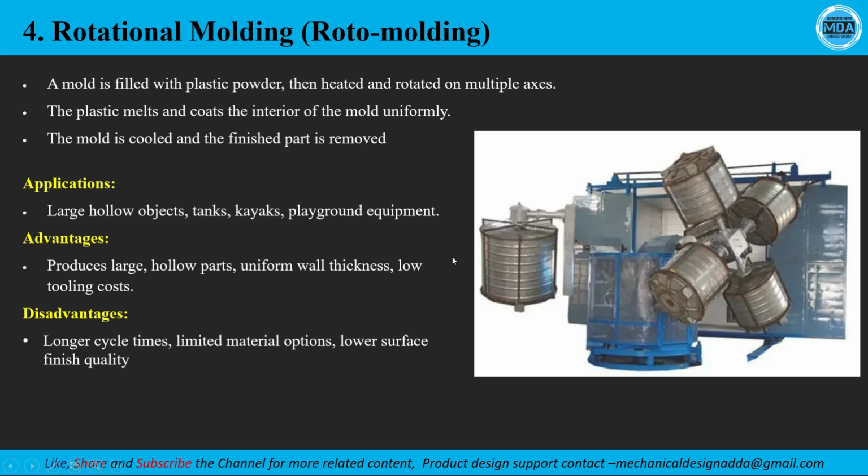So the production rate is fast in blow molding, but in rotational molding the production rate is slow. It is also limited in material options and has a lower surface finish quality. These are the disadvantages of rotational molding.